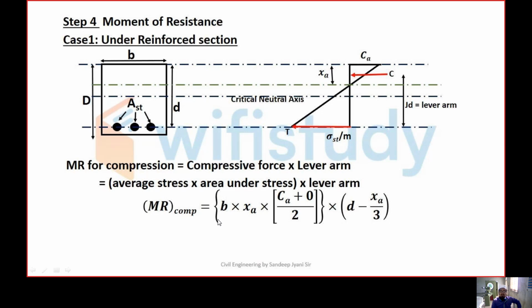B into XA. This is the formula. So B into XA into CA plus 0 by 2 into the lever arm. Lever arm means, as I have already told you, the distance from the resultant compressive force acting in the compression zone to the center of gravity of the reinforcement. Don't confuse the average stress with the resultant force. Resultant force is one thing and average stress is another. Average stress means maximum plus minimum by 2. Resultant force means the center of gravity of a particular zone.